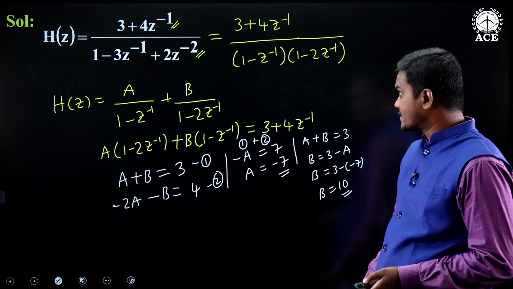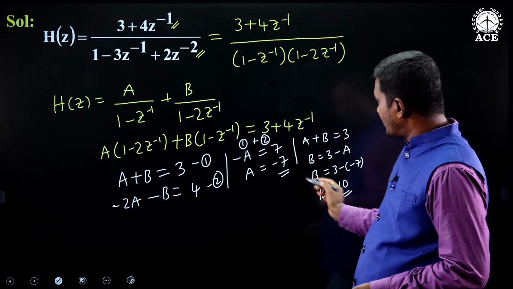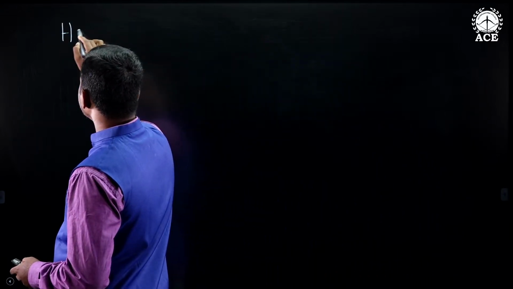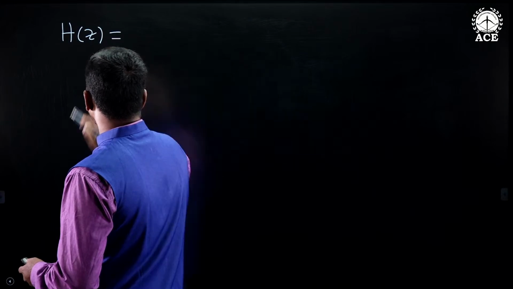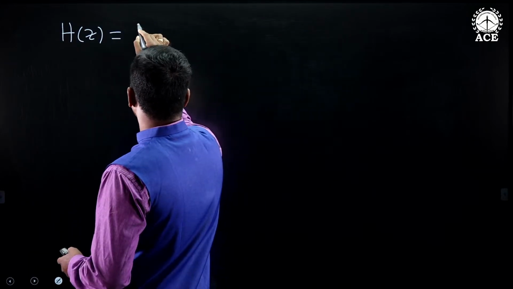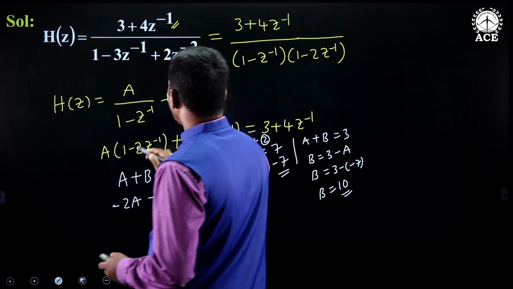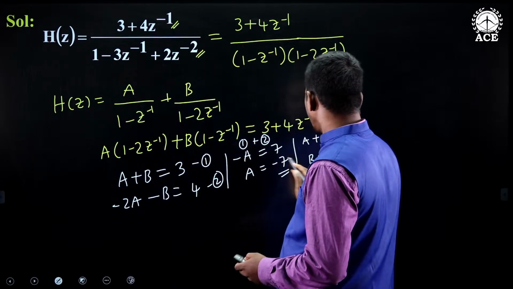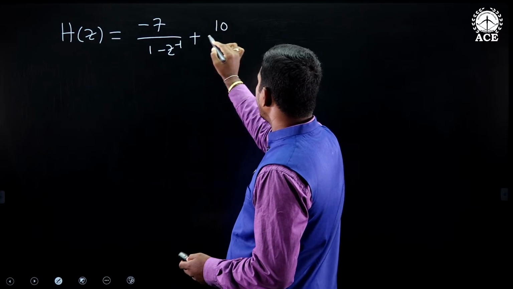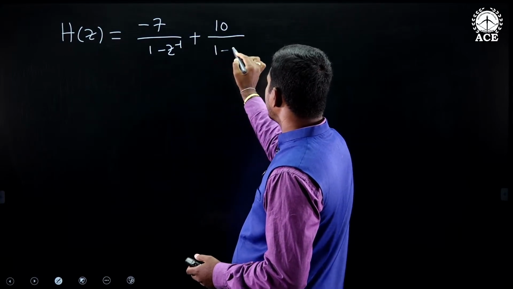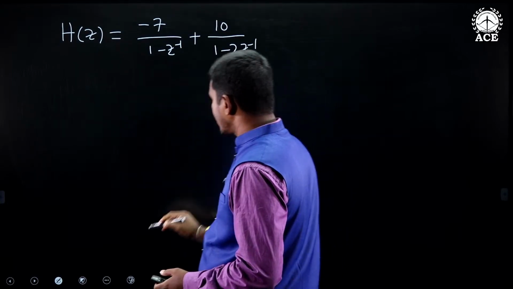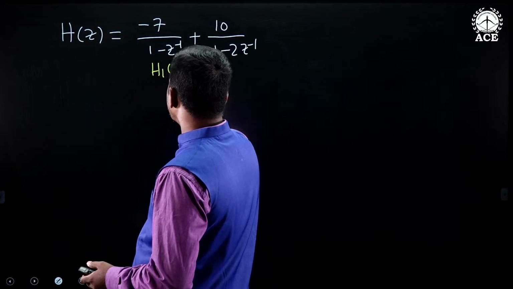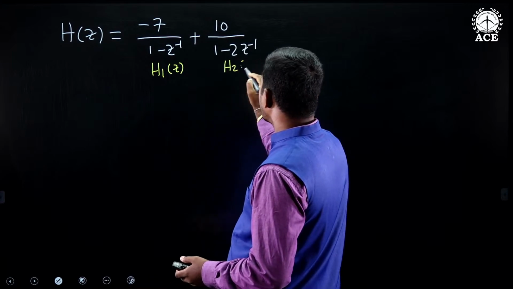10. Okay? Yes. Now you replace these A and B values here. Then H of Z equals how much? A value: minus 7. Minus 7 divided by 1 minus Z inverse, plus B value, how much are you getting? 10. 10 divided by 1 minus 2 Z inverse. That's it. We have converted it into H1 of Z and H2 of Z. This is H1 of Z and this is H2 of Z.